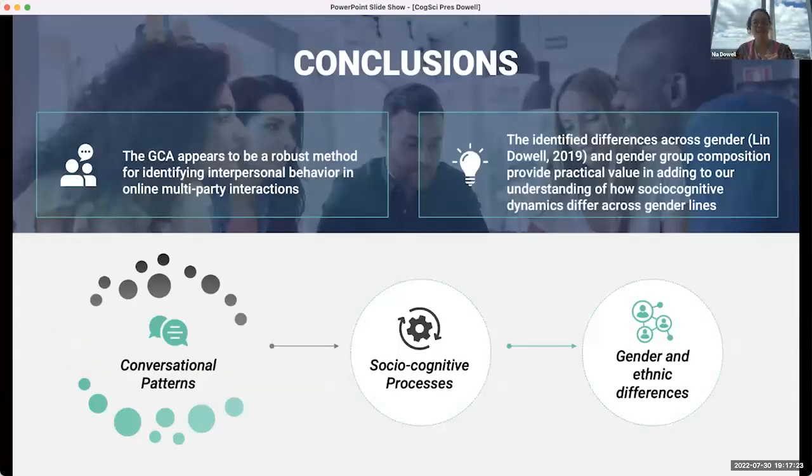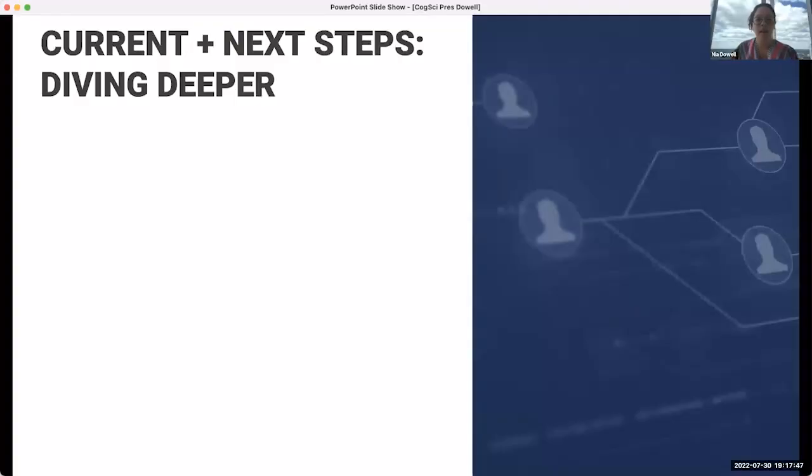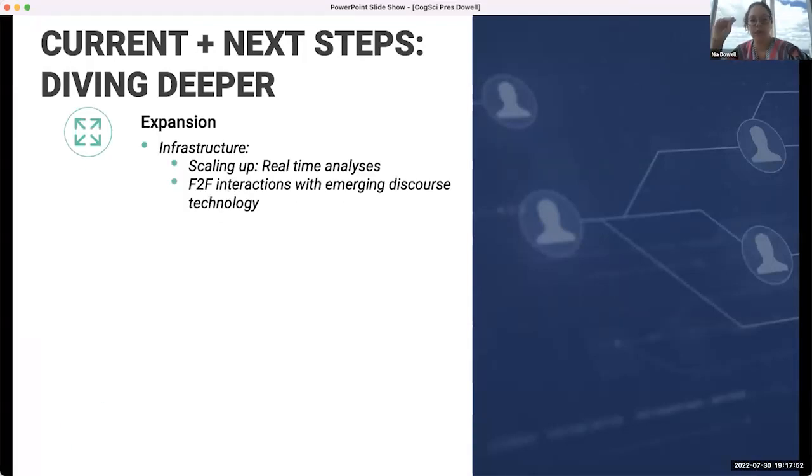Anyway, so it appears that GCA allows us to have a robust method for identifying interpersonal behavior in online multi-party interactions, and that the methodology allows us to understand how varying levels of composition can influence the overall mechanisms and how individuals interact. So we're doing a lot right now, moving this line of research forward. So one is in terms of the actual analytical techniques, GCA. We're scaling this up so that, because it's a computational approach, we can do real-time analyses.